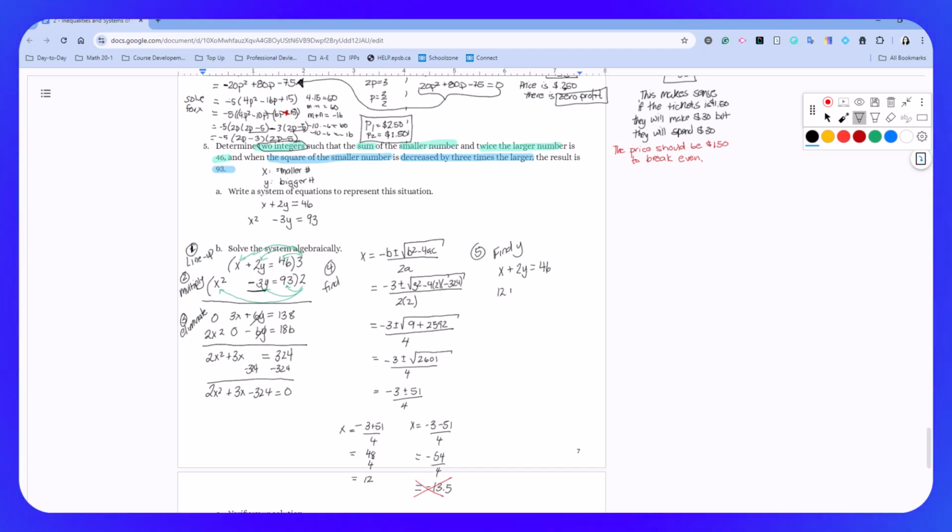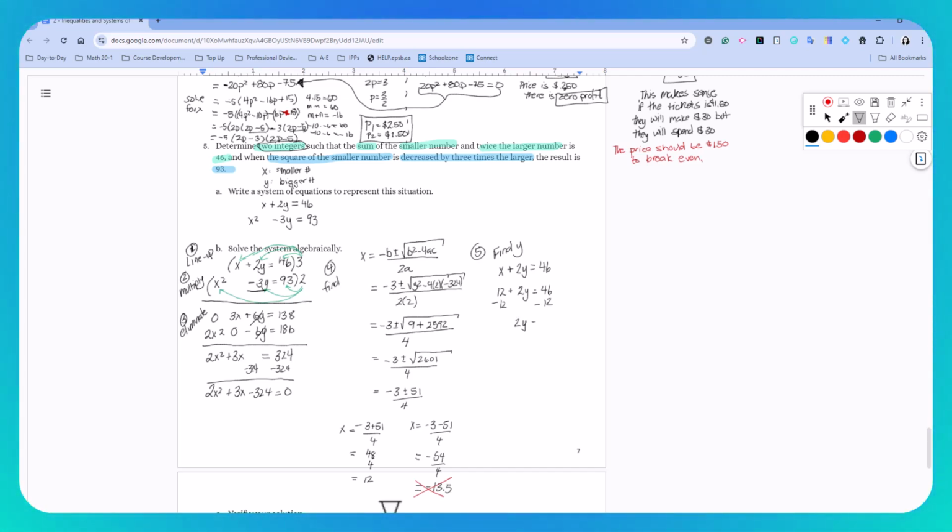So x plus 2y, let's use this one. Let's substitute in our 12. We're going to subtract 12 from both sides. And that gives us 2y equals 46 minus 12. That is a 34. Dividing both sides by 2, we get y equals 17. So the solution set here is only one solution despite the fact that we do have a quadratic. It's 12 and 17.